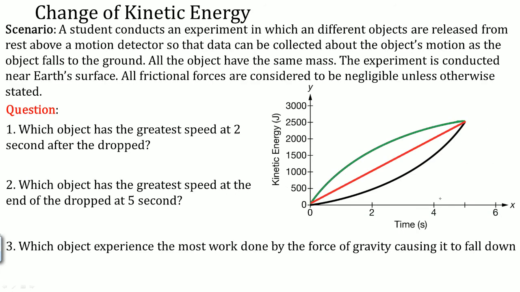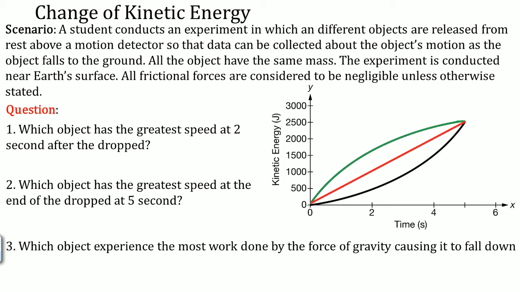Let's take a look at the graphical way of looking at the change of kinetic energy. Here it says a student conducts an experiment in which different objects are released from rest above a motion detector so that the data can be collected about the object's motion as the object falls to the ground. All the objects here have the same mass. The experiment is conducted near the Earth's surface. All frictional forces are considered to be negligible unless otherwise stated. First question, which object has the greatest speed at 2 seconds after its drop?